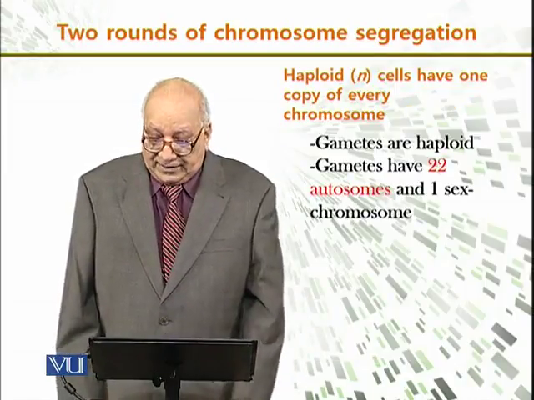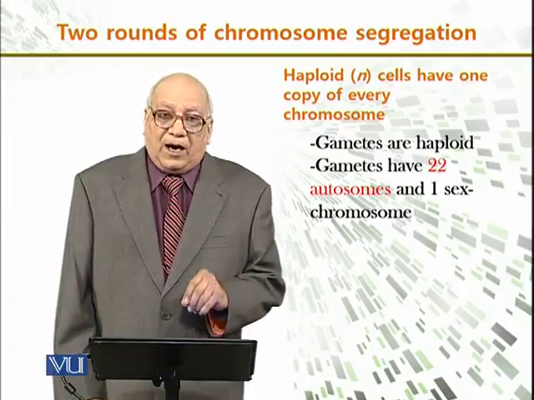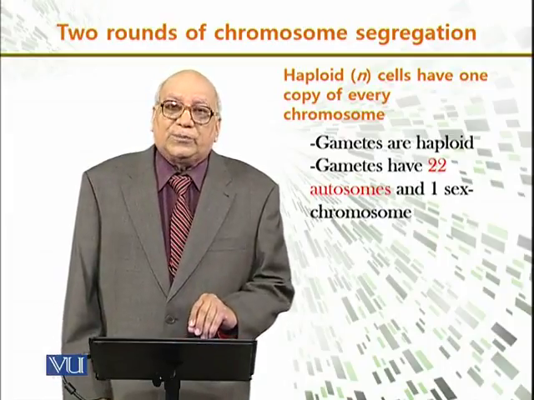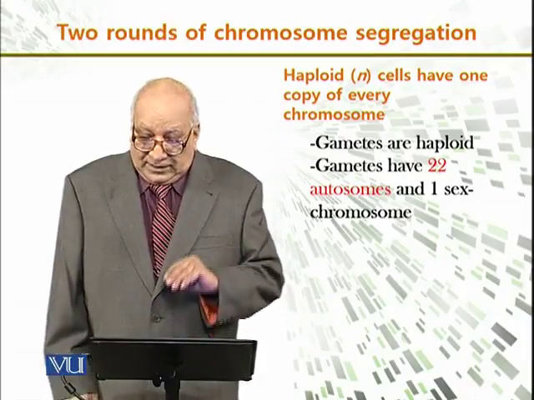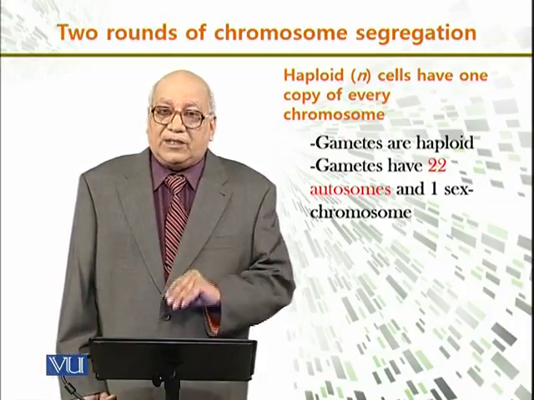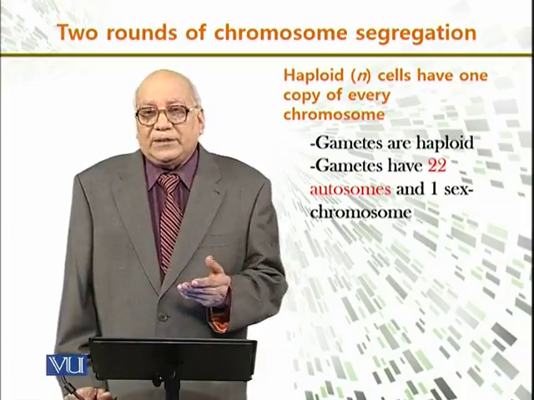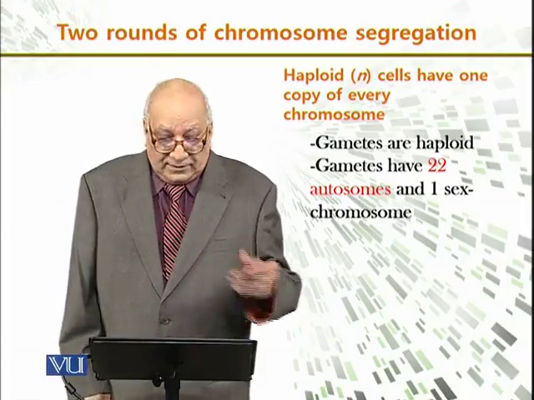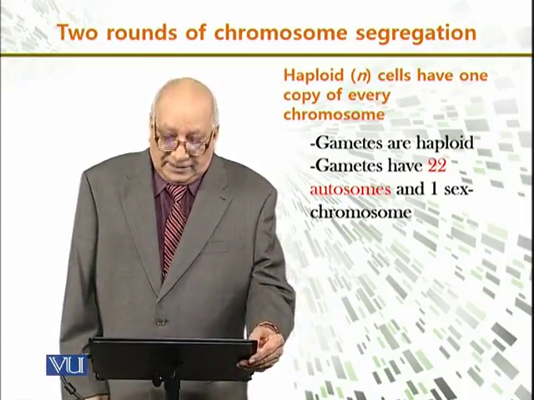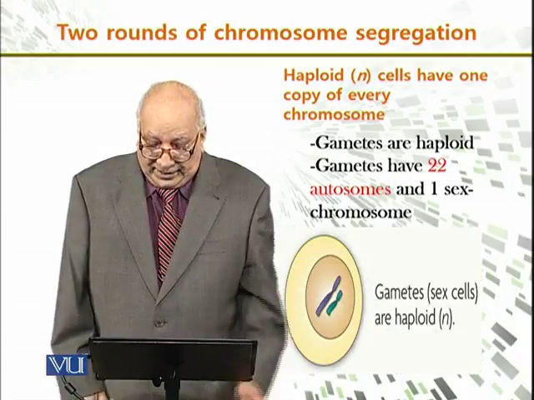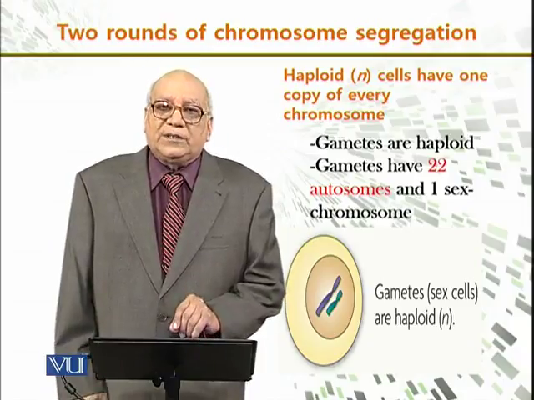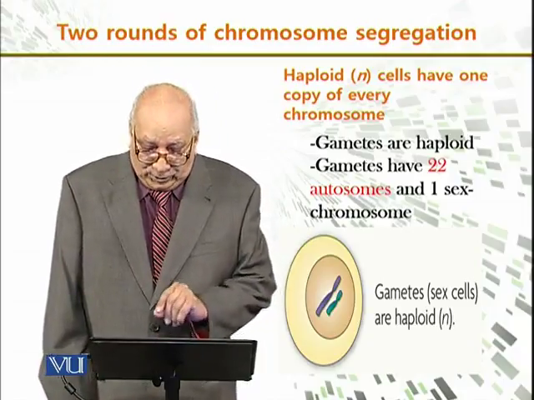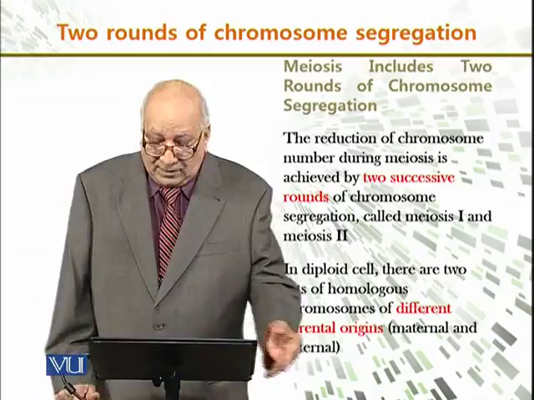Haploid cells have 1 copy of every chromosome. These chromosomes are reduced to half, and the gametes are haploid. They have, for example, 22 autosomal and 1 sex chromosome in each cell. Just like this, you see the number of chromosomes produced. They are reduced to half.